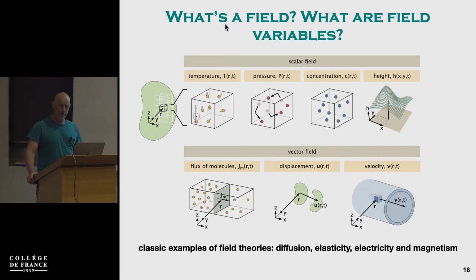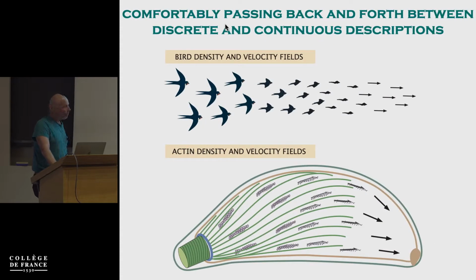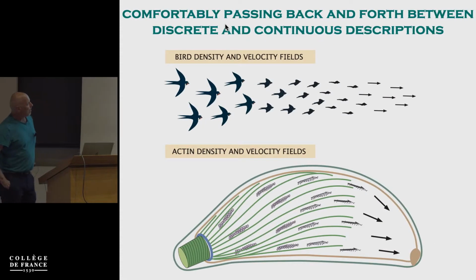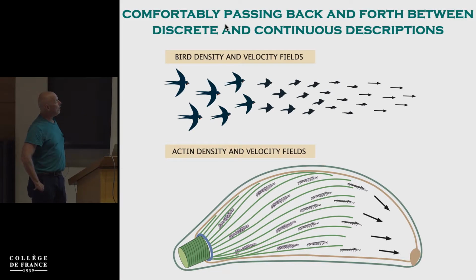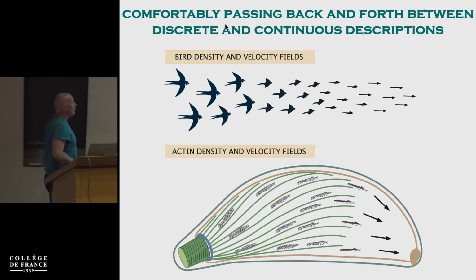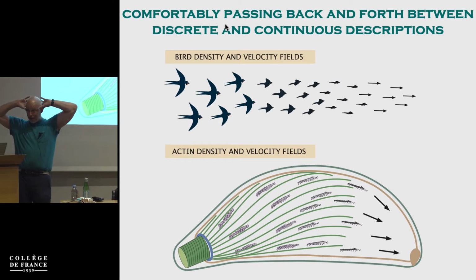Okay, so the velocity field tells you the speed and direction of motion at different points in space. And one of the things that I'm going to be excited about today is passing back and forth between discrete and continuous descriptions. So I'm going to talk about herding and flocking and that sort of thing.